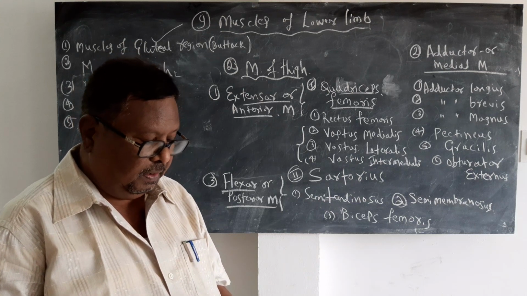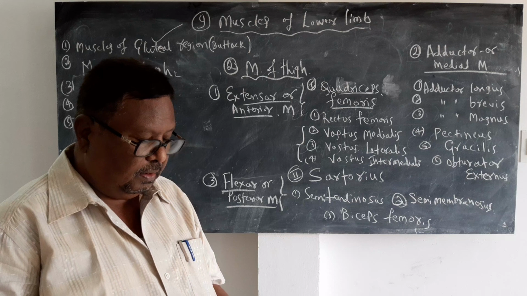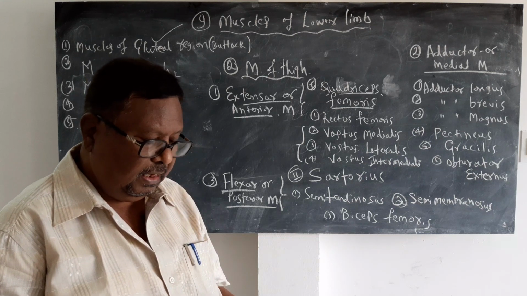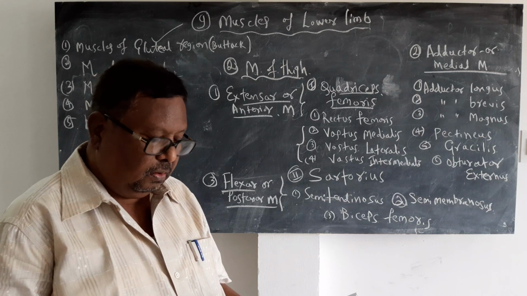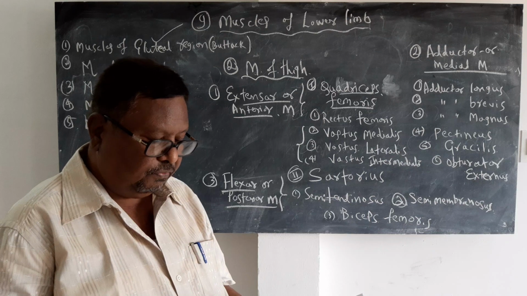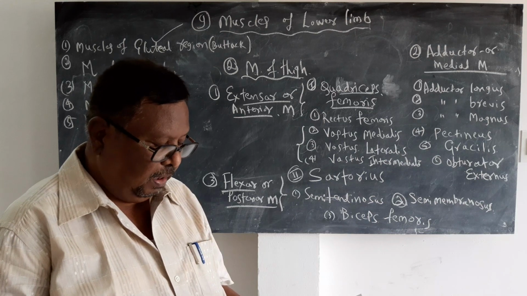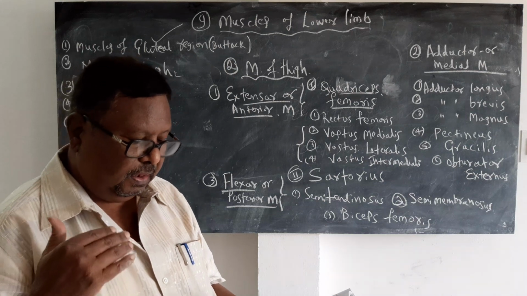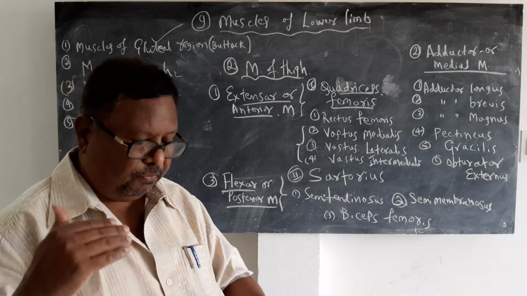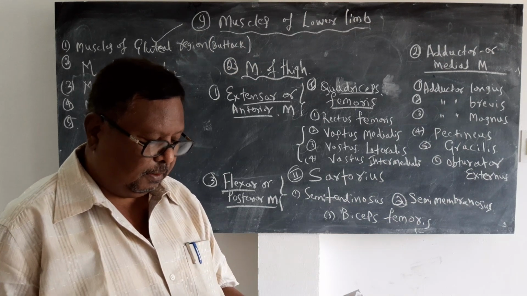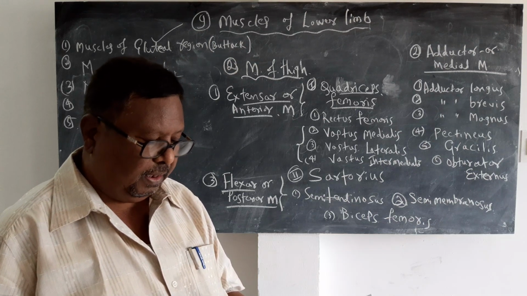Coming to the semi-membranous, it is called a semi-membranous because it has a flat tendon of origin. The upper half of the muscle is flat like a membrane and the lower half of the muscle is thick. The upper half is like a membrane. So it is called semi-membranous.